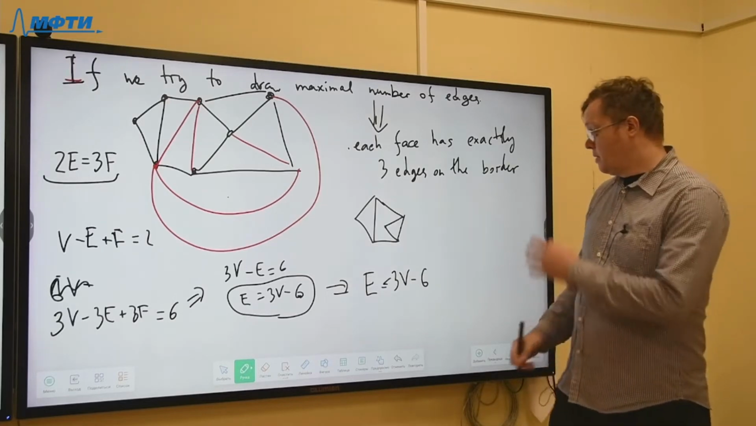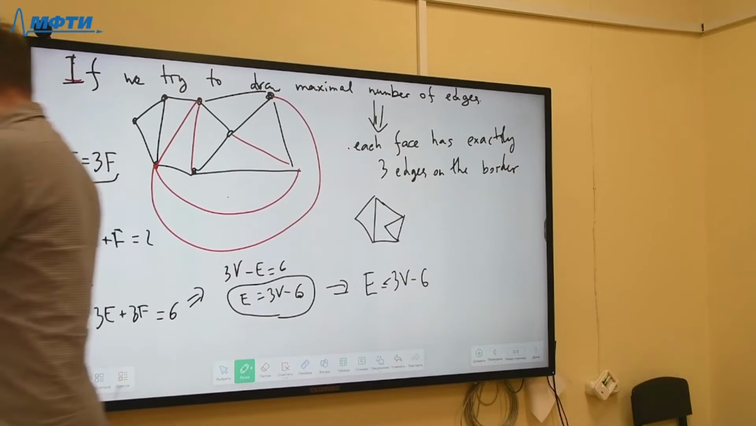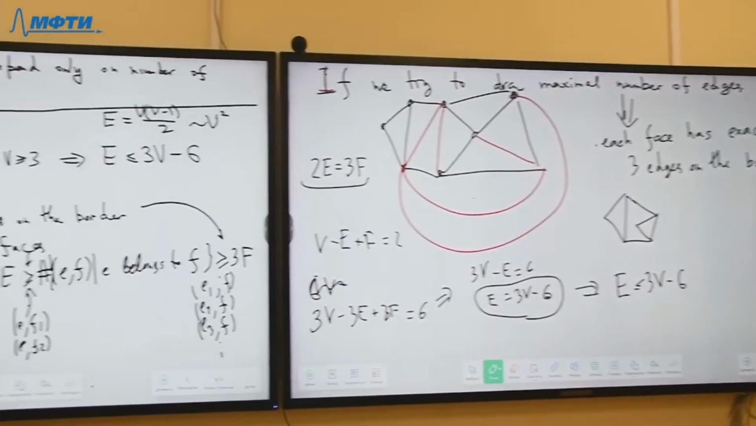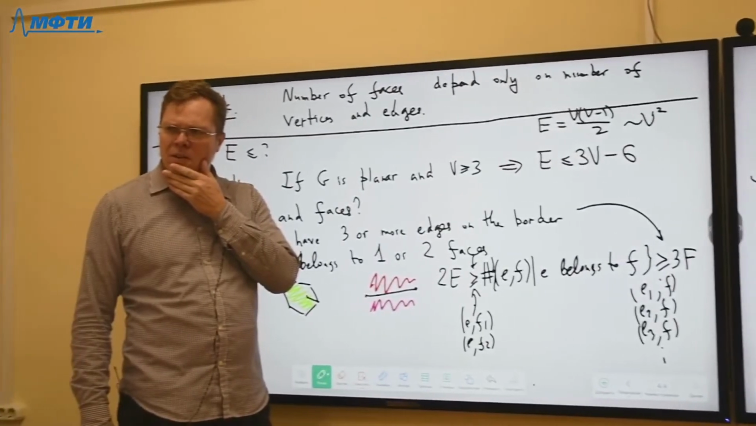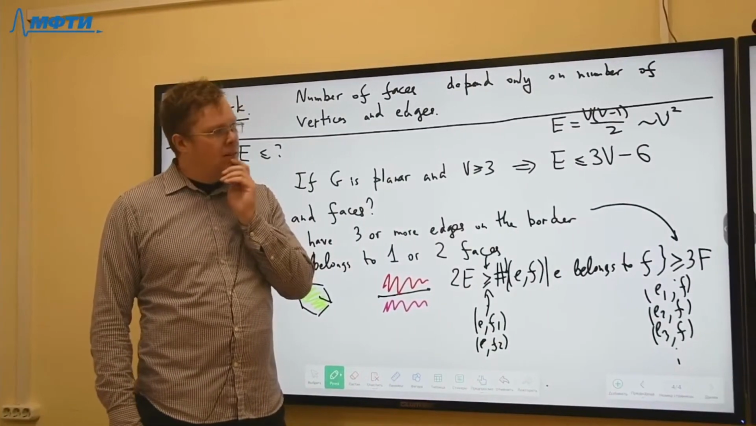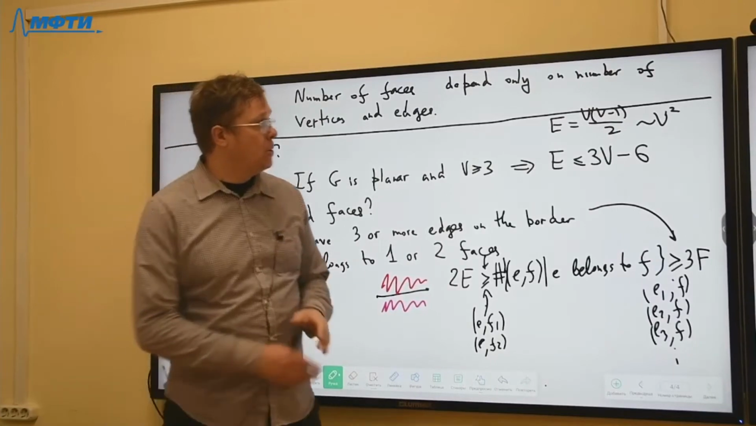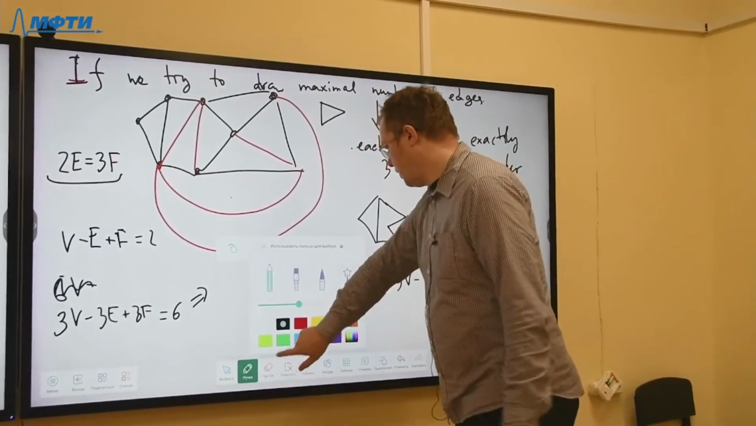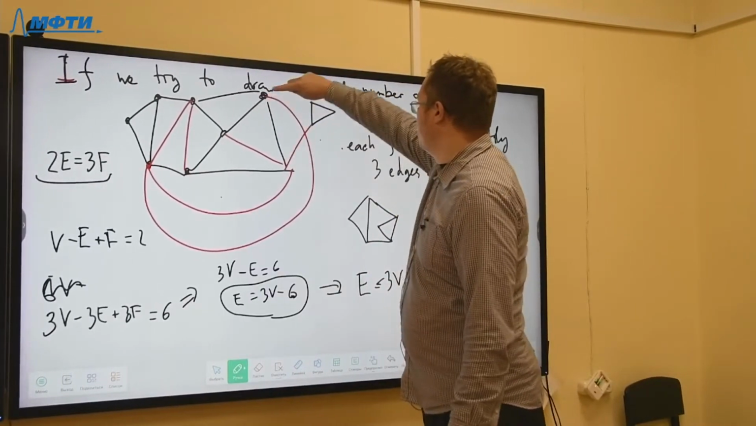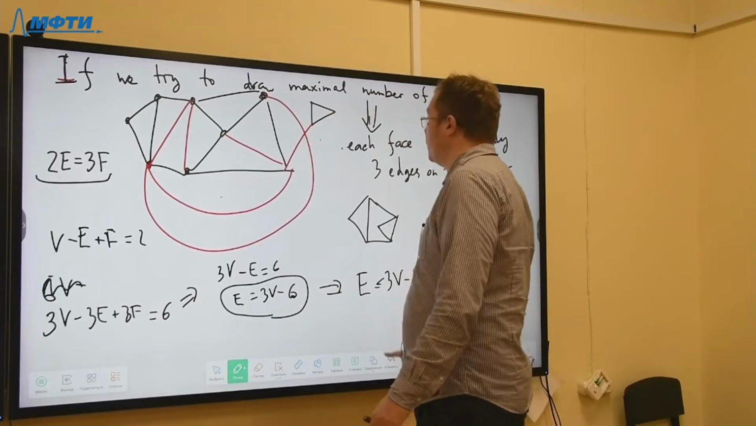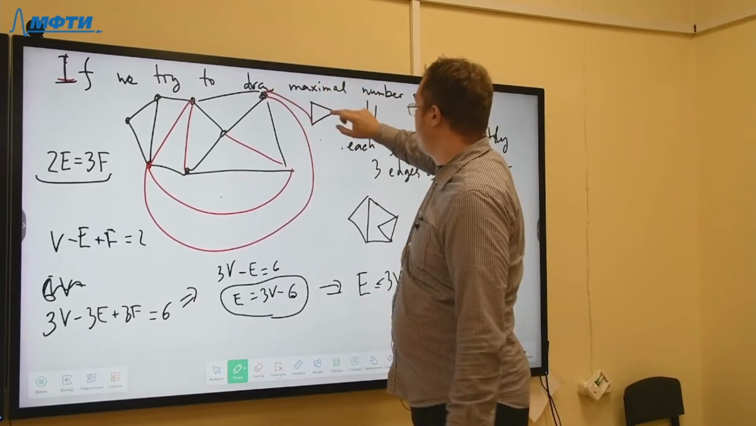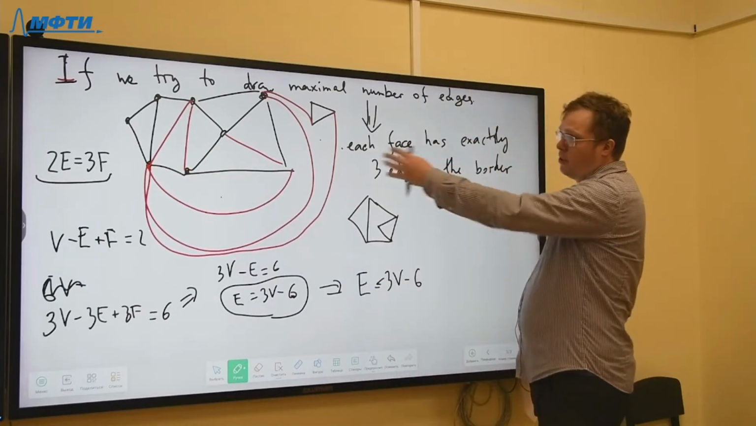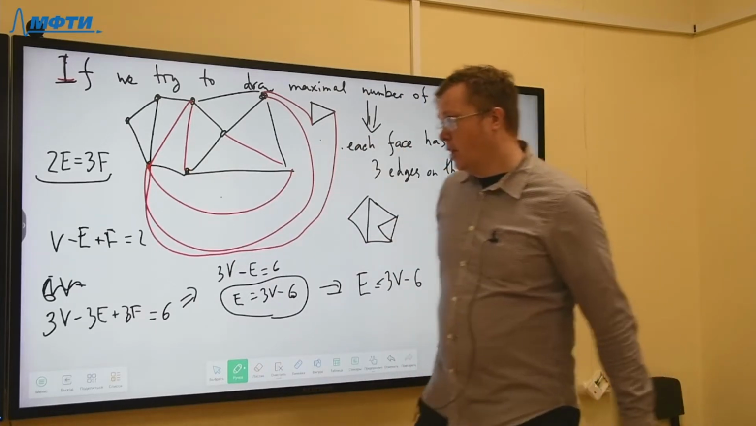But what we just did is just for connected graphs. Sorry? Connected. Why is it connected? No, I mean, this is just for connected graphs. No, no, if you have a graph that is not connected, then of course you can just draw additional edges to connect it. So we can just try to connect each of the components. So if you draw the maximal number of edges, then the graph will be connected.